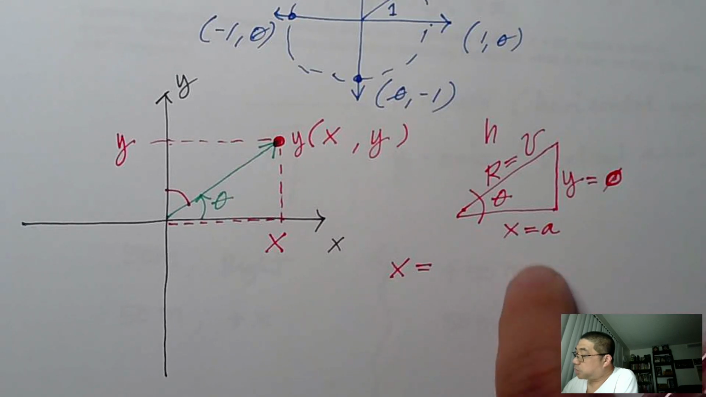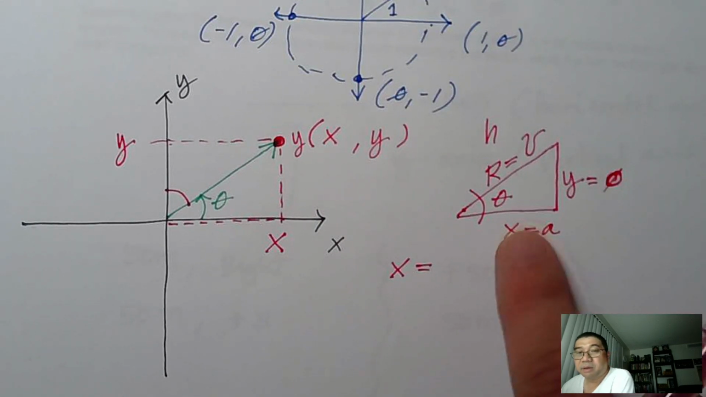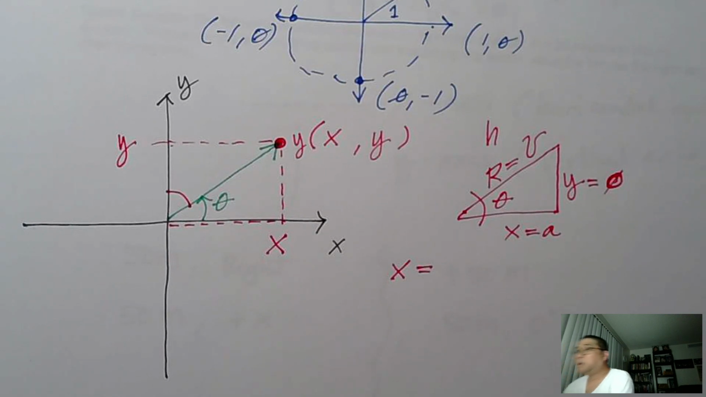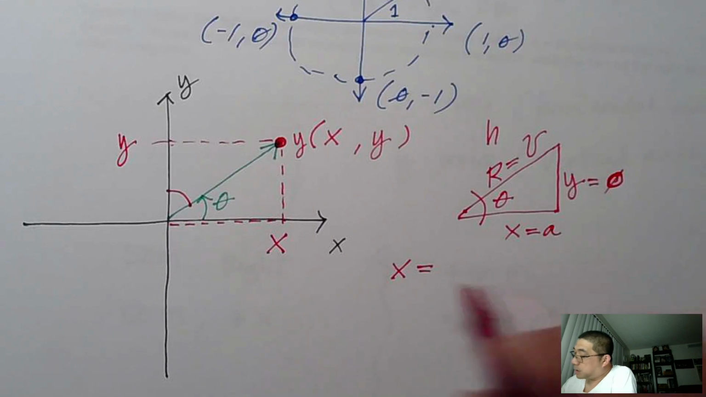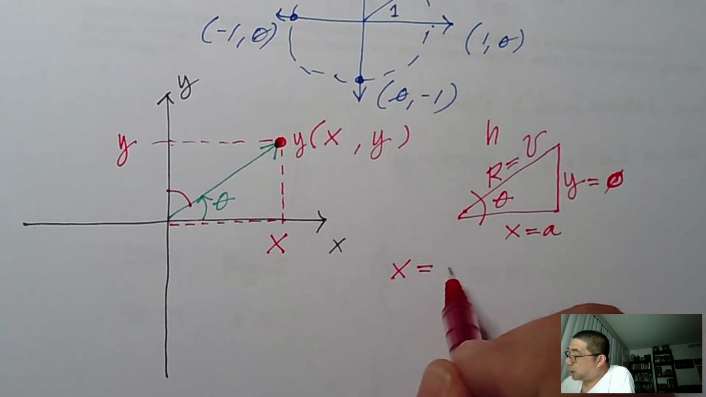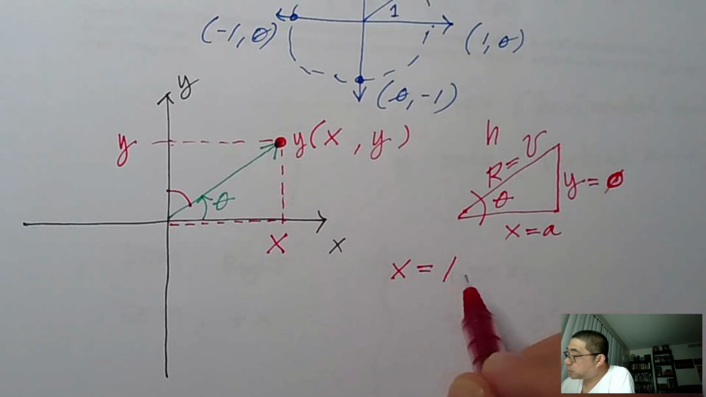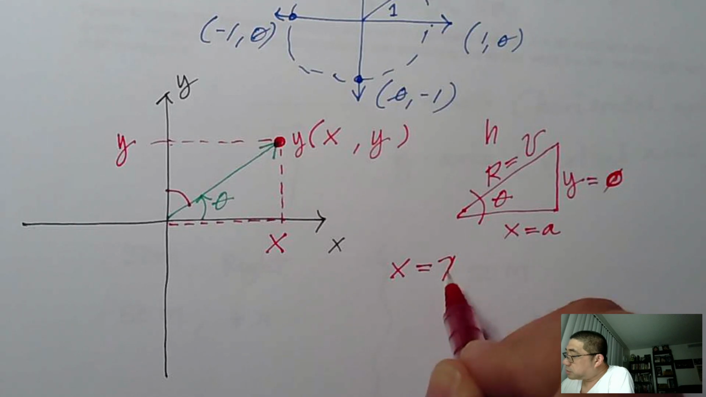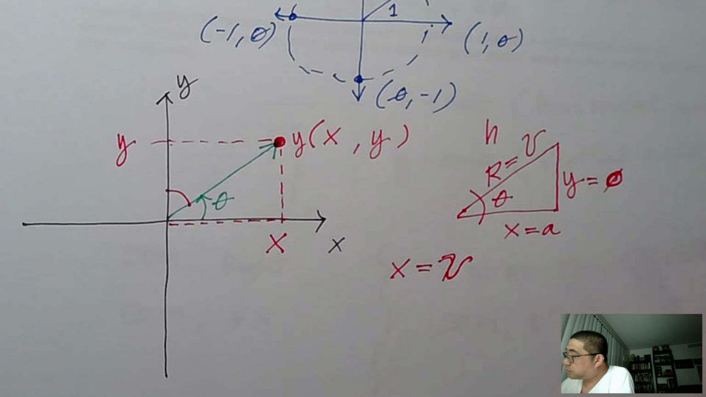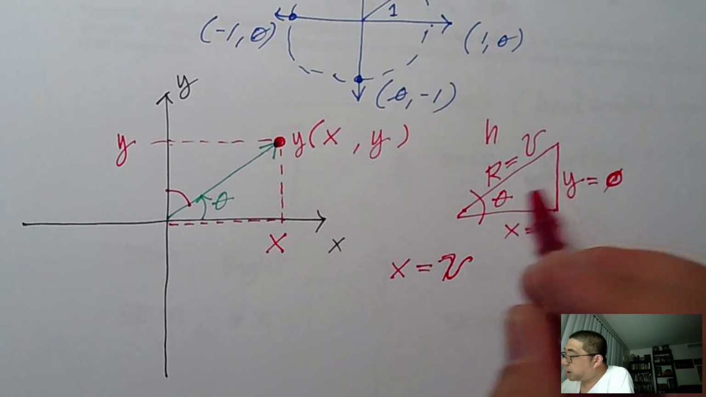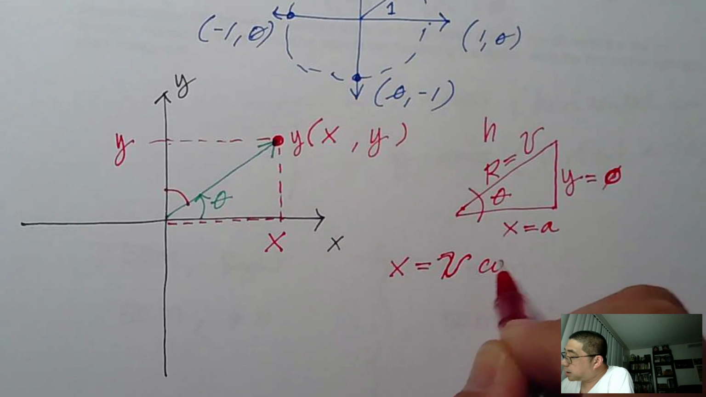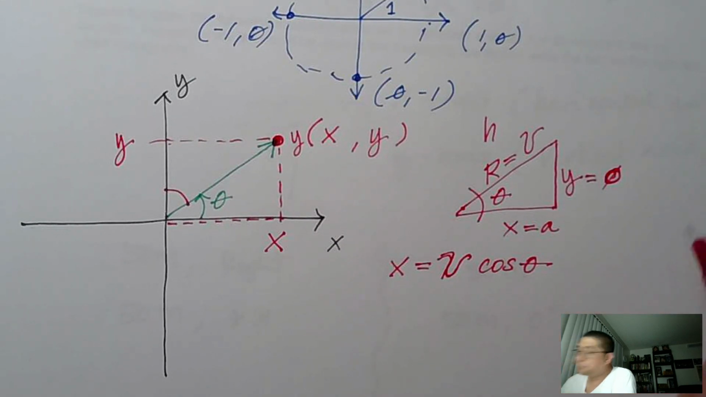x is simply your adjacent, and every time you use the word adjacent, that means it's cosine. So x is simply r, which is the resultant vector, or sometimes we want to use vector v. You know what? Let's put vector v, whatever that vector is, multiplied by cosine of that angle, cosine theta.